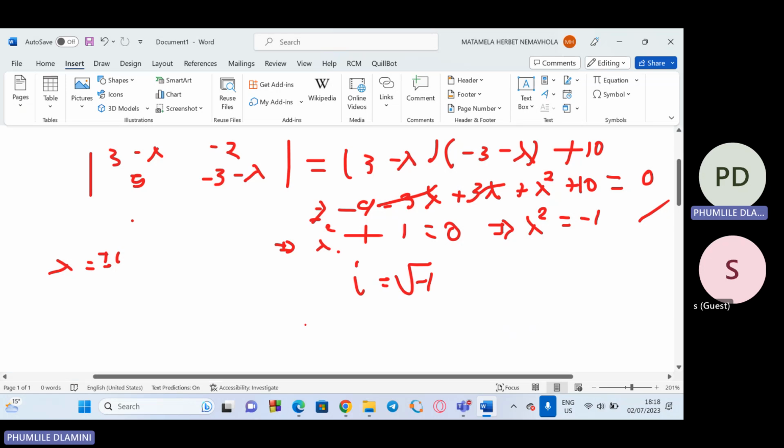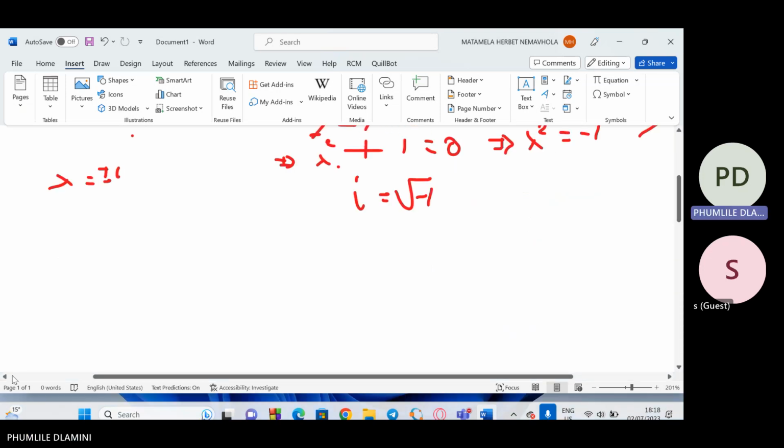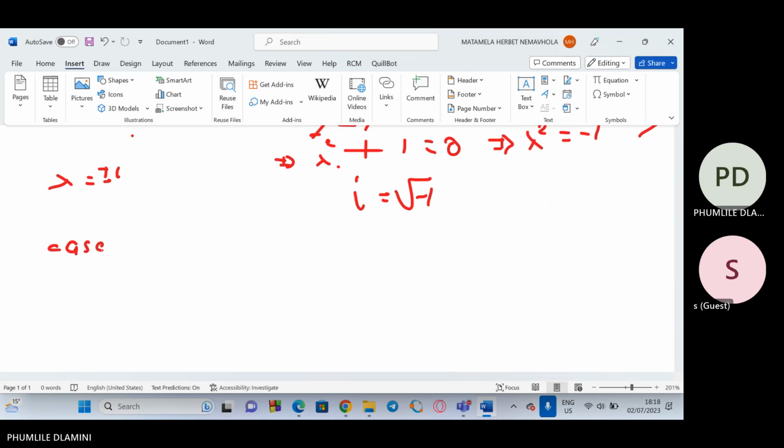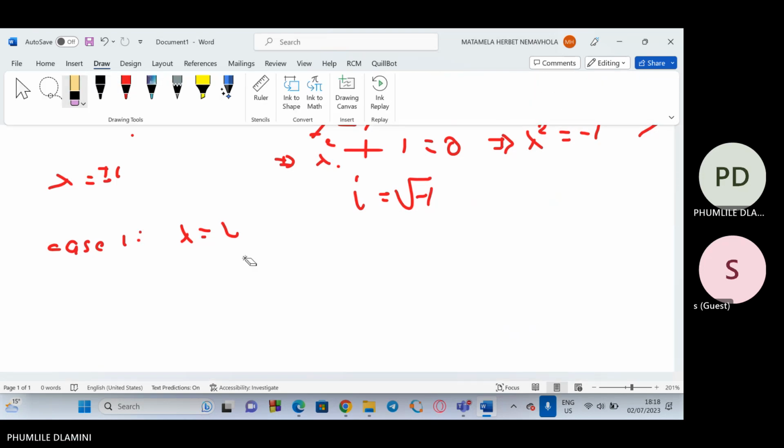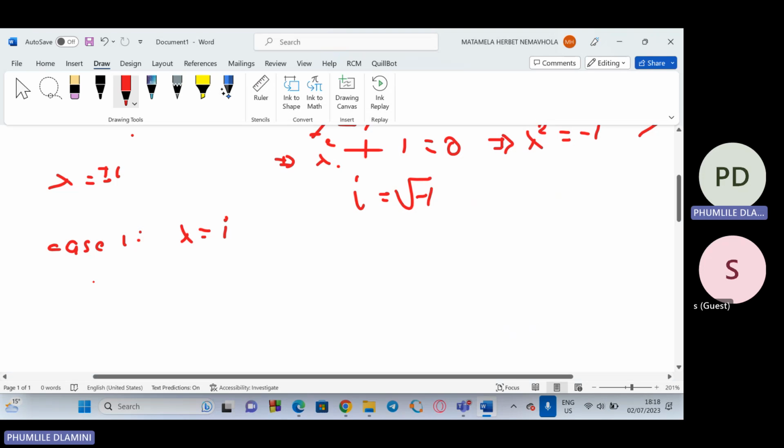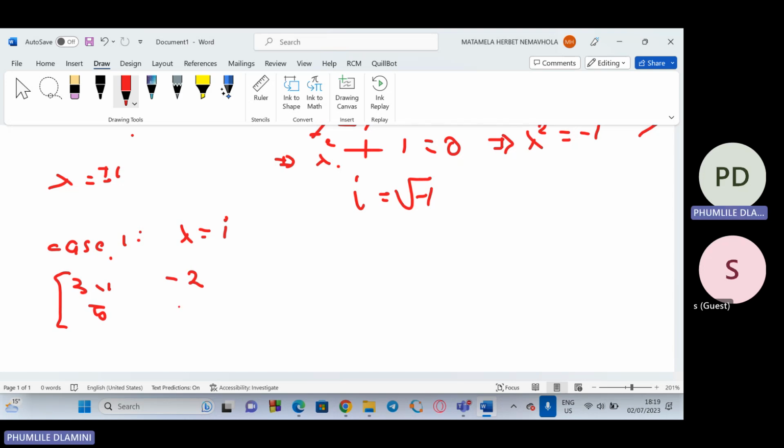So when we have plus or minus i, then we can start with case 1, when your lambda equals to i. So case 1, when lambda equals to i, we're going to substitute in the same matrix that we're working with when lambda equals to i. Then when we substitute, we're going to get 3 minus i and minus 2. Then we have 5 again. Then we're going to have minus 3 minus i again.